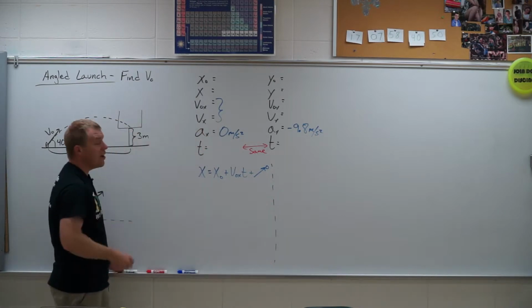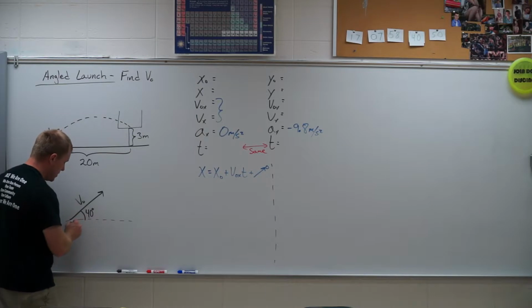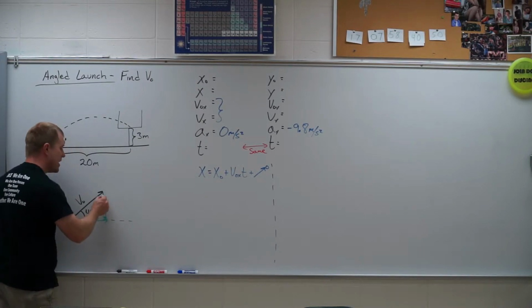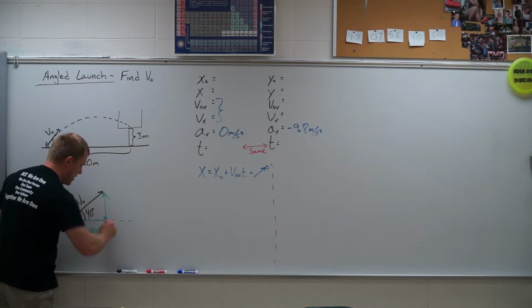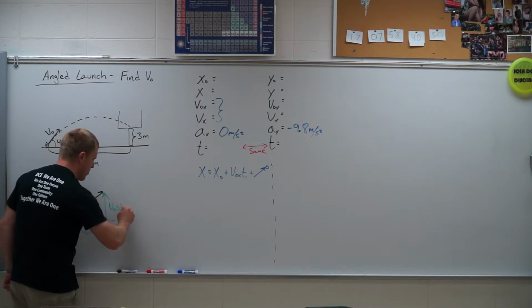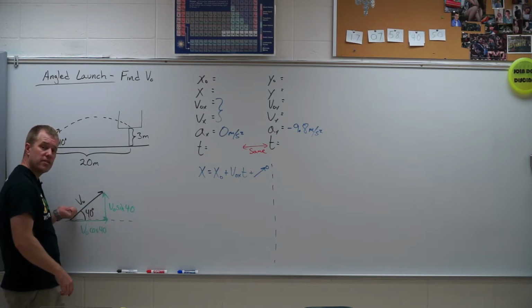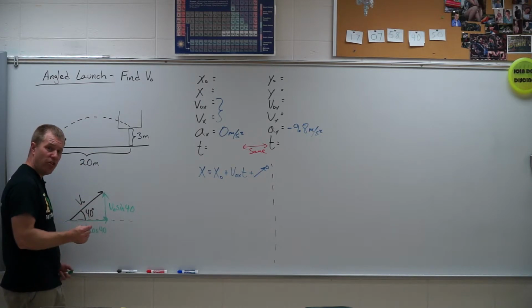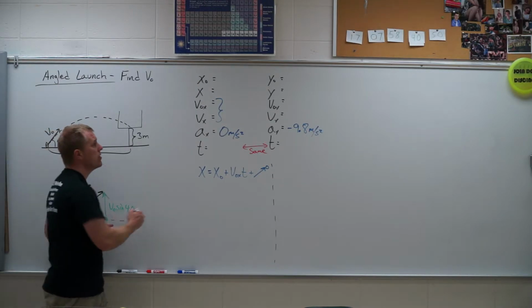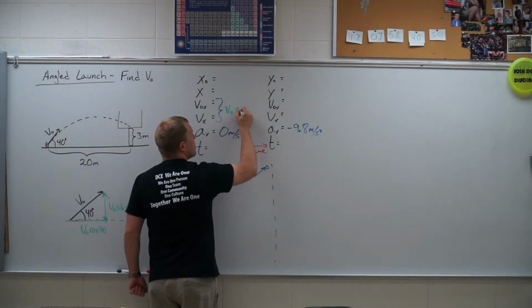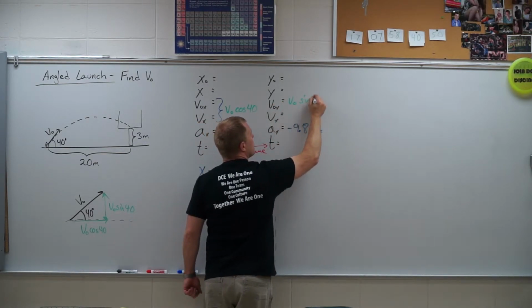It's also angled launch, so that means I need to resolve this into components. So I got to find the v0 x and the v0 y. So this is going to be v0 cosine of 40. This one's going to be v0 sine of 40. Now I'd like to point out to you, even though we don't know this v0, we still resolve it. We still break it into those components. Let's bring that over here. So I have v0 cosine of 40 and v0 sine of 40.